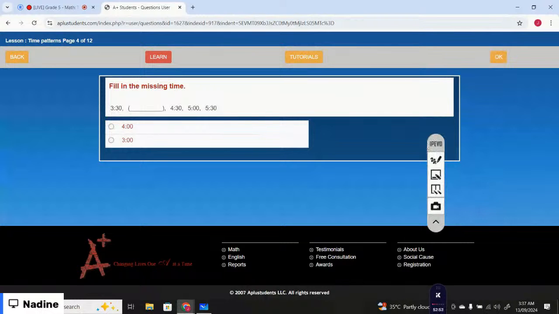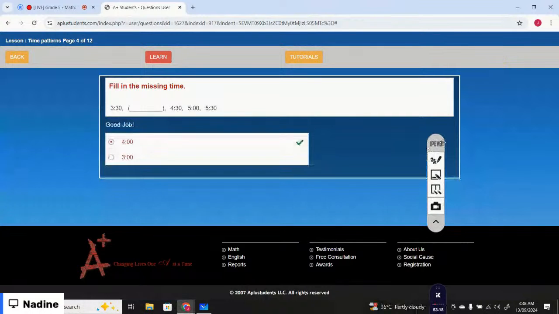Fill in the missing time. 3:30, the missing time, 4:30, 5, 5:30. So which is the correct option? The time is increasing by 30 minutes, right? So after 3:30, you need to add 30 minutes, then that would be 4. Option number 1 is the correct option.